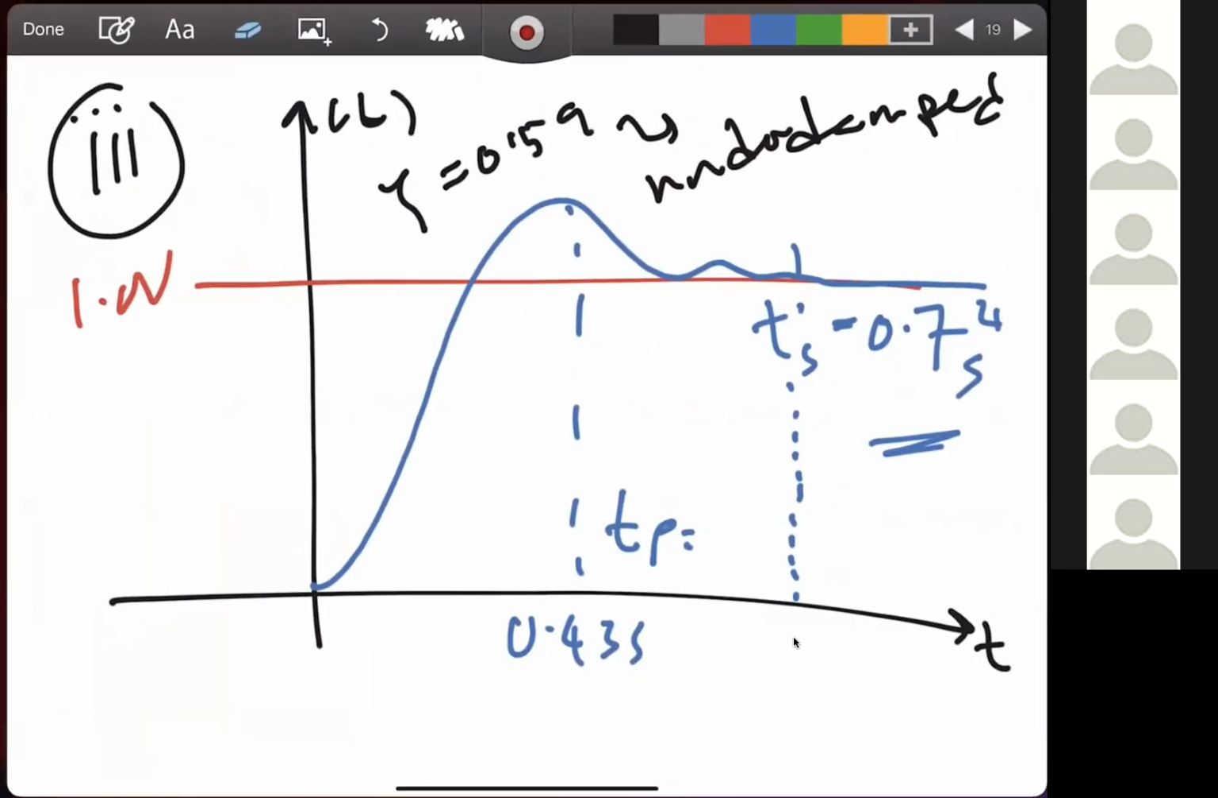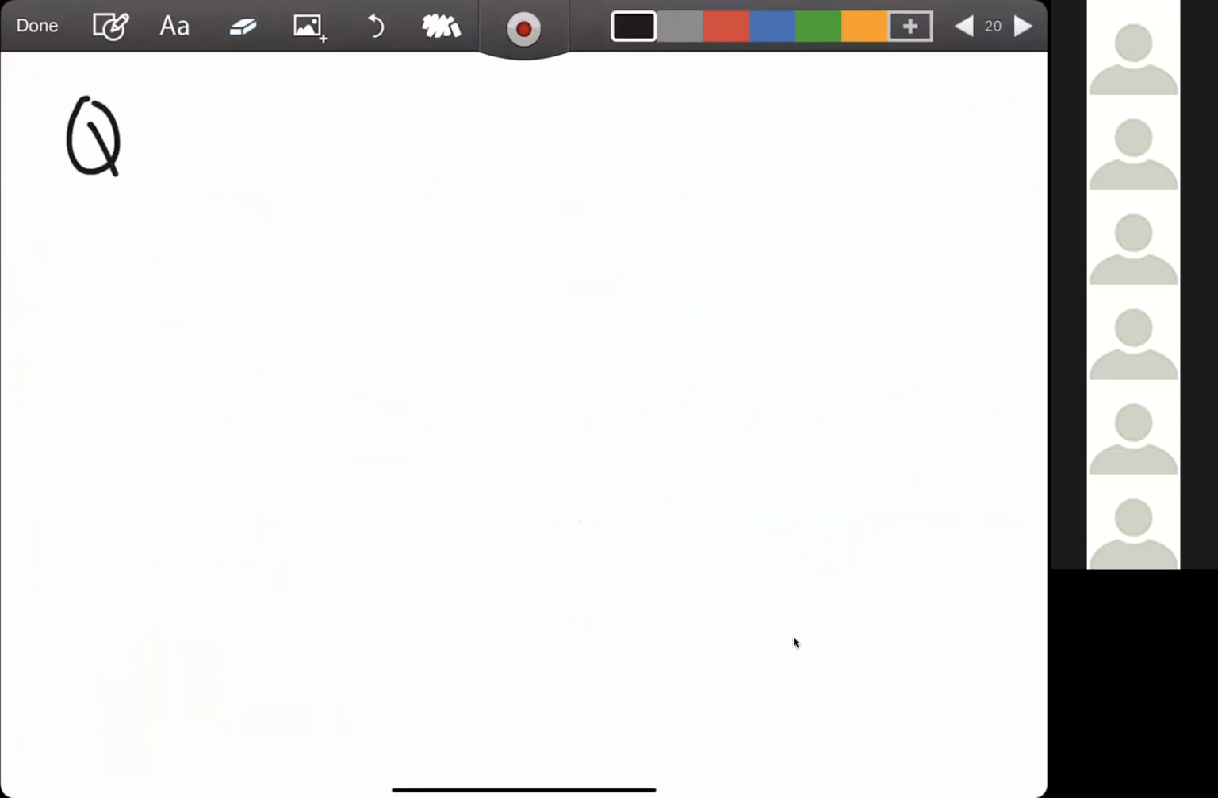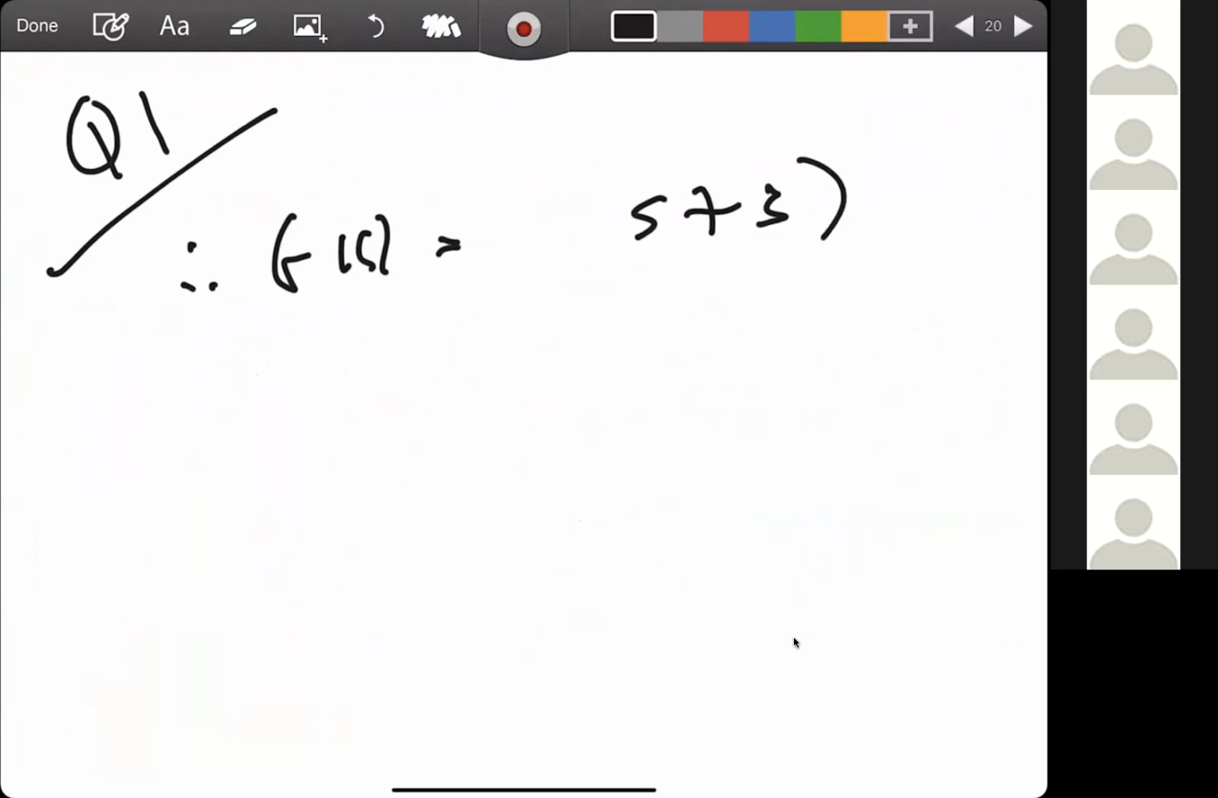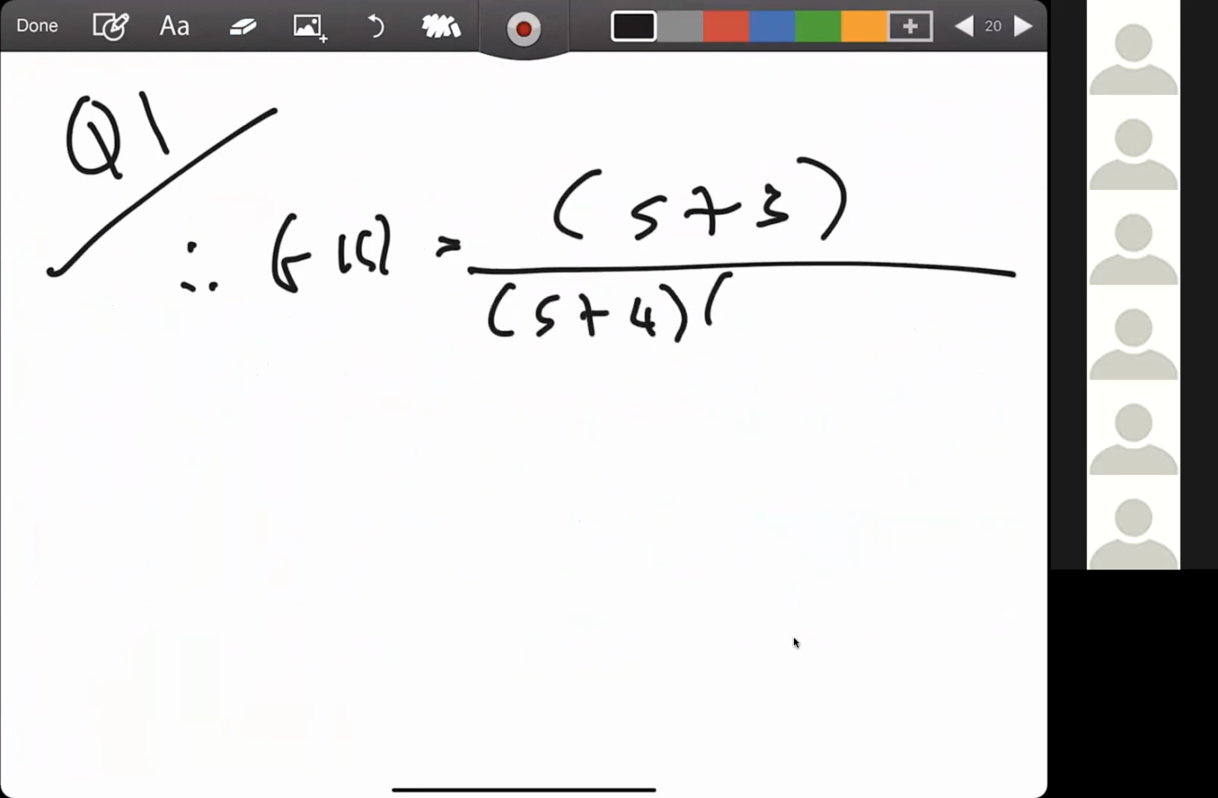And then we got the s plus 3, and s plus 4. Okay.